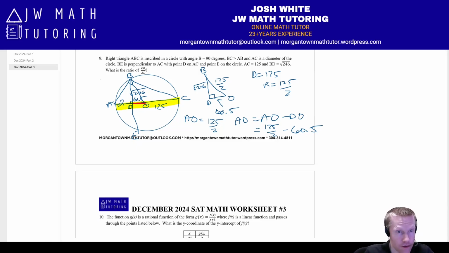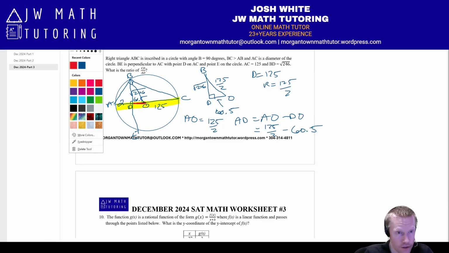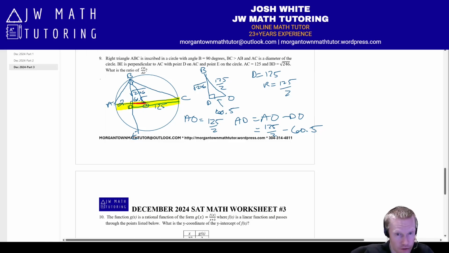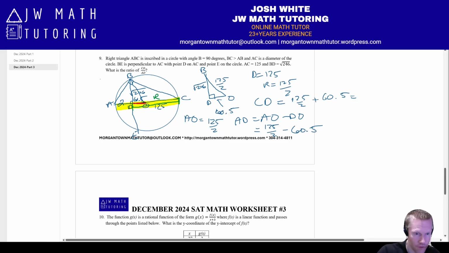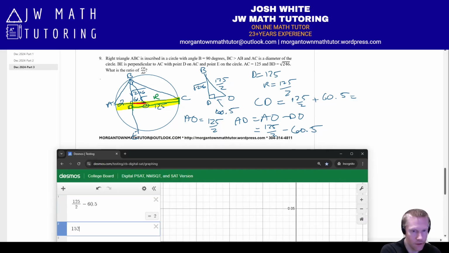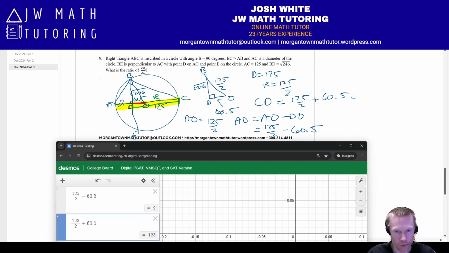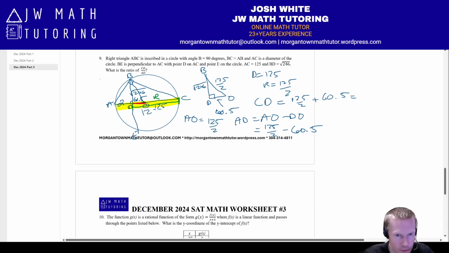Notice this also means that I can find the length of CD just by adding these two parts together. In other words, CD is just going to be 1 radius plus 60.5. So CD is going to be 125 over 2 plus 60.5. I go to Desmos, I just add those two together. That number is 123. So this whole part's 123.